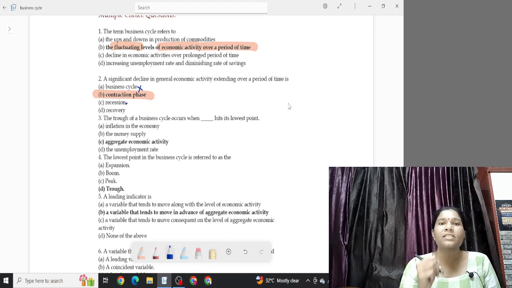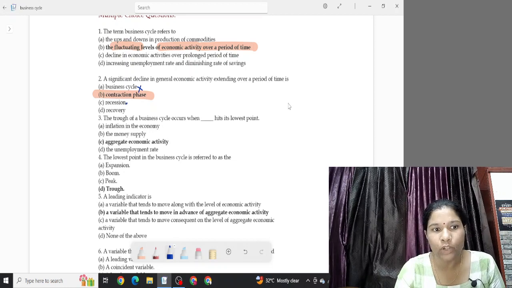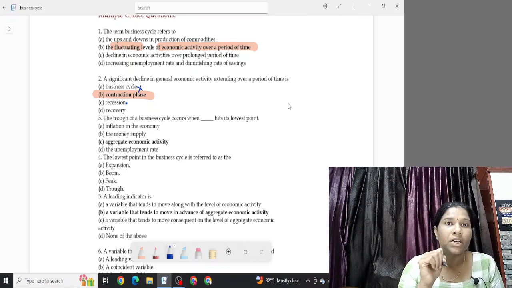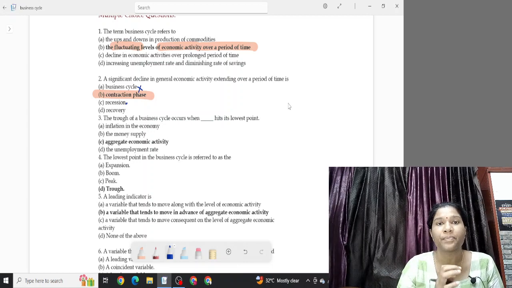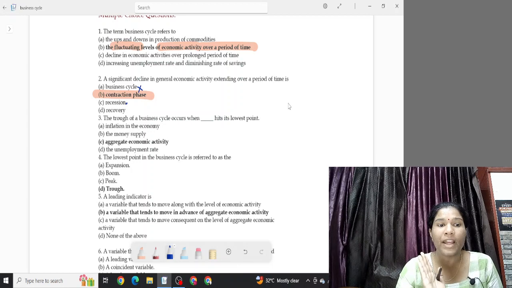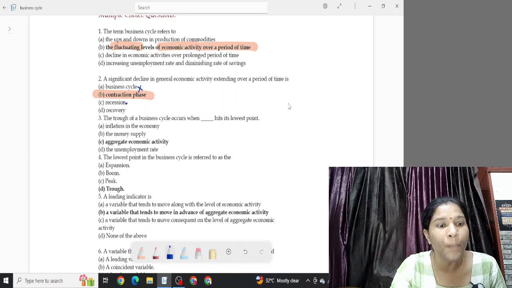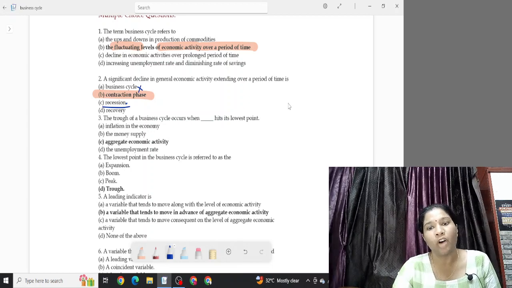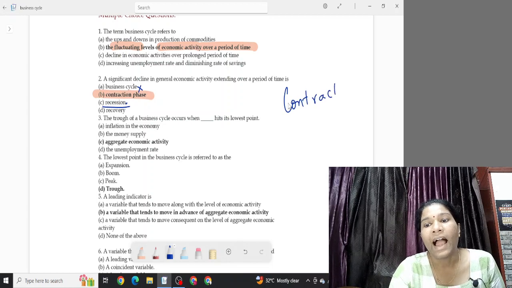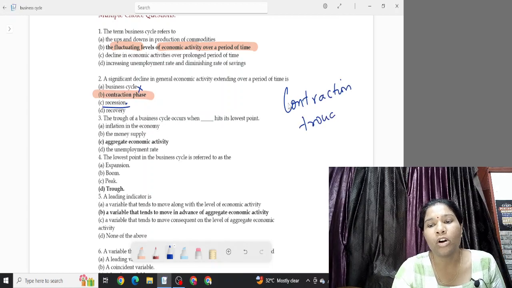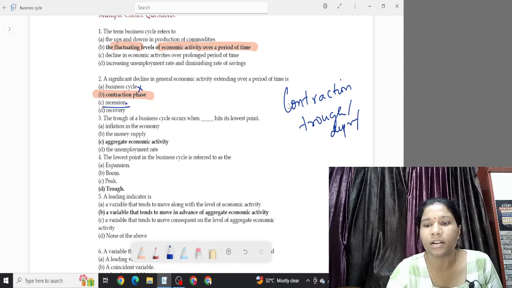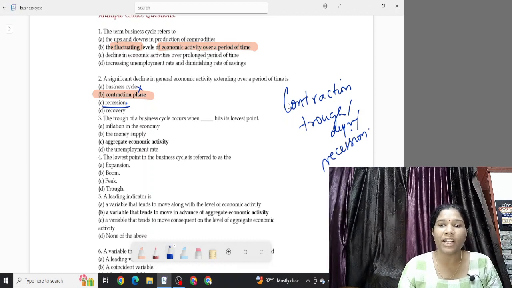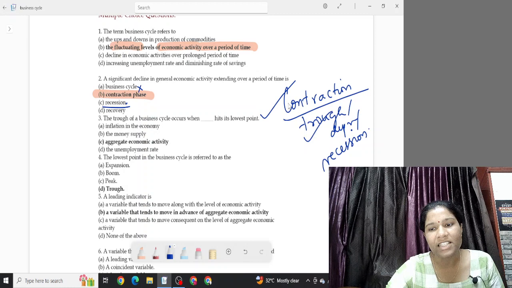Recession. So recession, why are we not choosing recession? I'm again telling you, if I have not ticked the right answer as contraction phase, we might have confused recession and contraction, right? Whether we should take recession or contraction. Why should we choose contraction phase? I'm telling you, recession is a term which is used both for contraction and trough, that is trough for depression or recession, you can say. Which means recession is a word that you can use both for contraction as well as trough.